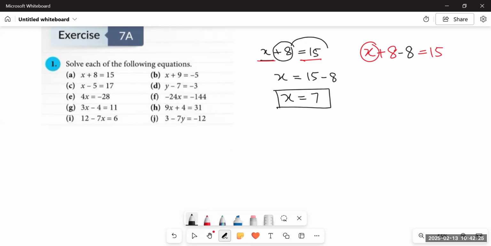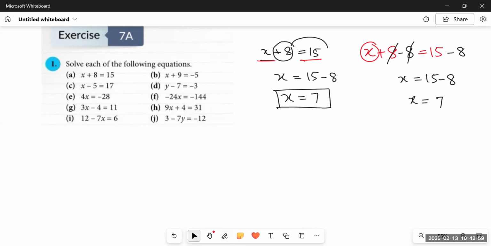Because if I subtract 8 from positive 8, this 8 will cancel this 8, but I cannot subtract or add any number on one side. What I can do is the same operation on both sides, right? I will subtract 8 from both the right hand side and the left hand side. So this would have an impact on positive 8 on the left hand side and it will remove this 8 from the left hand side, and it would be x equals 15 minus 8. So your answer would be x equals 7.